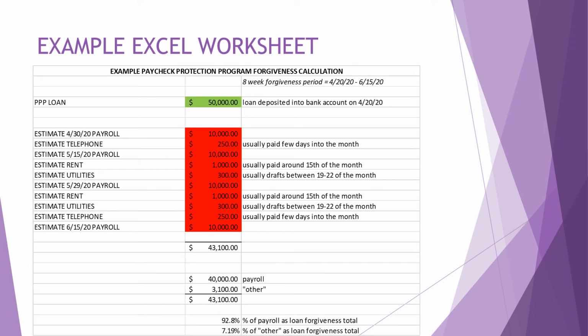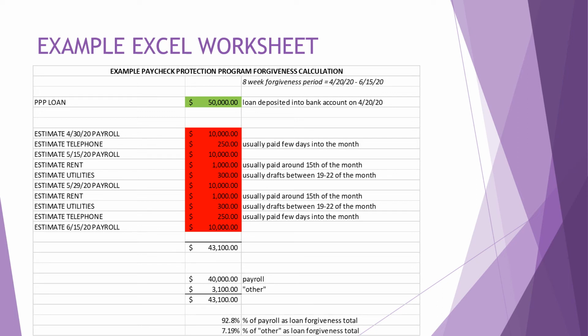Now let's take a look at the example Excel worksheet I created for the forgiveness calculation. This can be used for multiple purposes, so I'll try to go through each of those here real quick. First, I put the PPP loan amount of $50,000 in there. That's the actual loan we received, and we know it was deposited on April 20th, so I went ahead and put our 8-week forgiveness period as April 20th to June 15th.